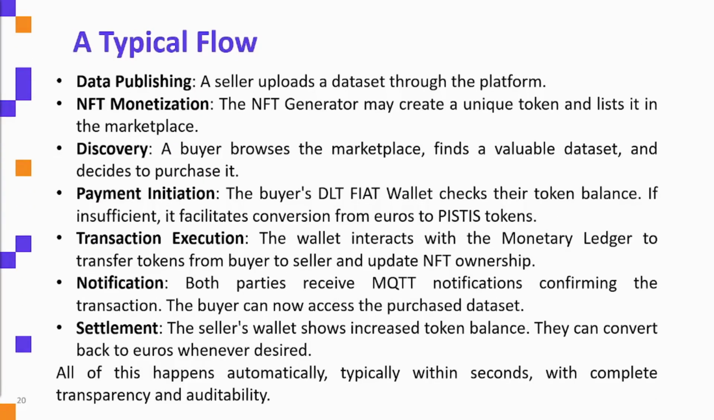In order to further explain how the components work together, we will give a typical transaction flow. A seller uploads a dataset through the platform. The NFT generator may create a unique token and list it in the marketplace. A buyer browses the marketplace, finds a valuable dataset, and decides to purchase it. The buyer's DLT-FIAT wallet checks their token balance. If insufficient, it facilitates conversion from euros to PISTIS tokens.